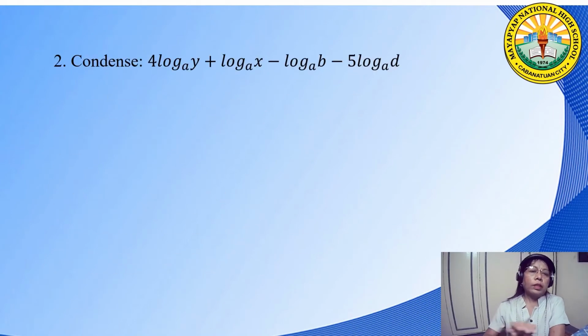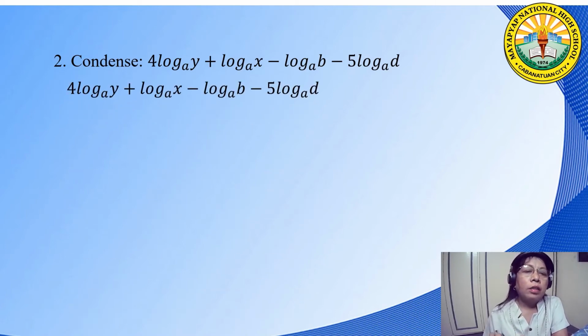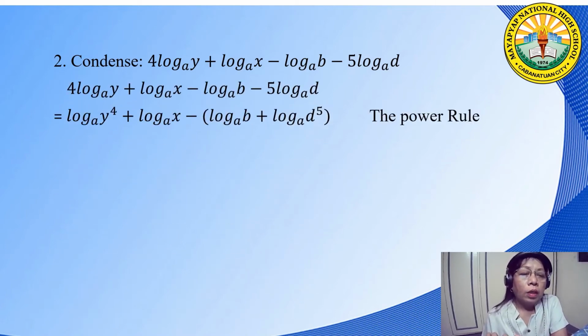Okay, to condense, meaning you make this given logarithm a single one. So we have 4 logarithm of y to the base a plus logarithm of x to the base a minus logarithm of b to the base a minus 5 times logarithm of d to the base a. So you may apply the power rule.